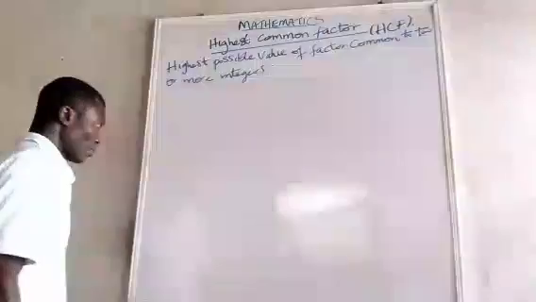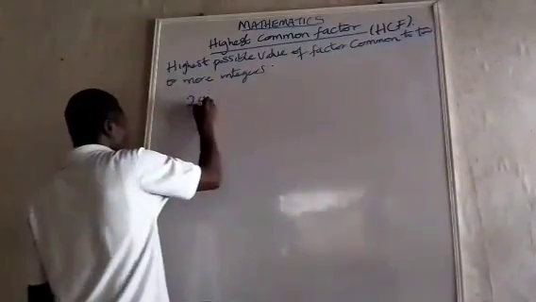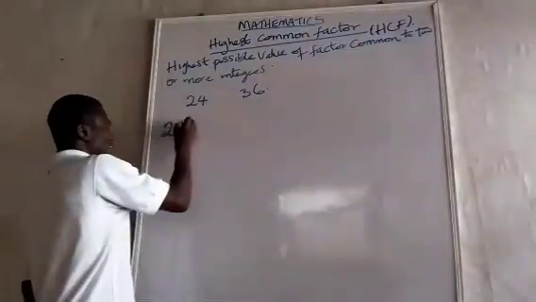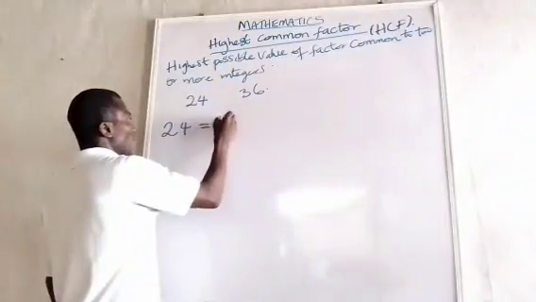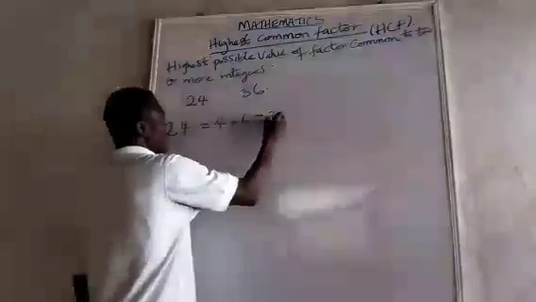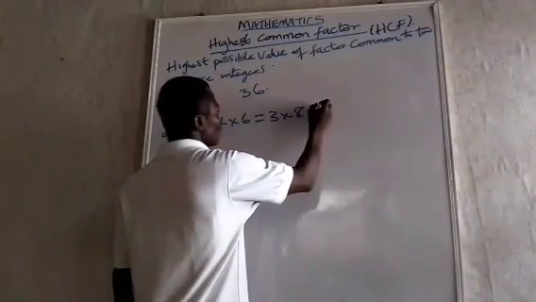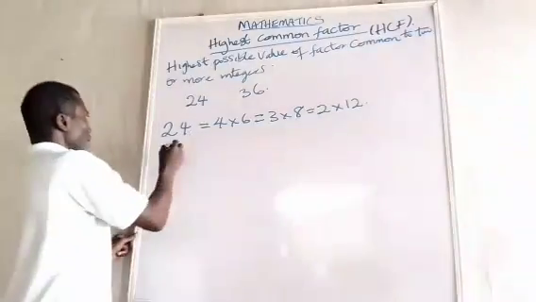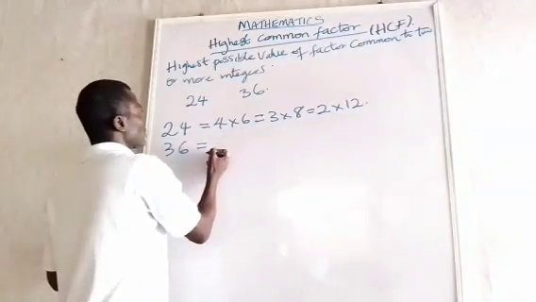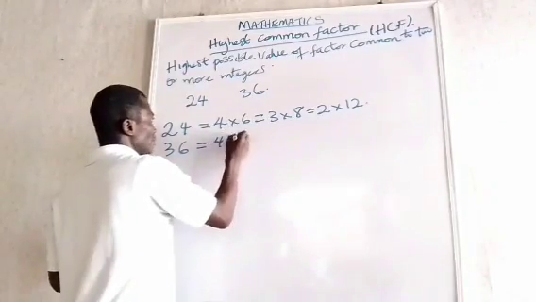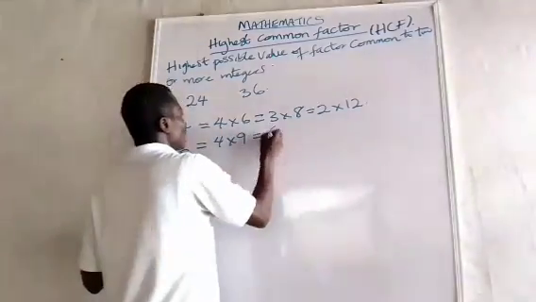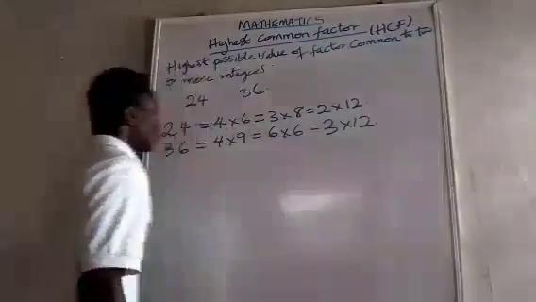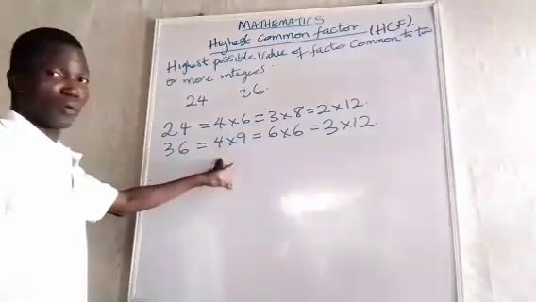Now let's look at these two numbers, 24 and 36. You see, 24 can be expressed as 4 times 6, 3 times 8, 2 times 12. 36 can be expressed as 4 times 9, 6 times 6, 3 times 12. If you look at this, yes, they both have 4.